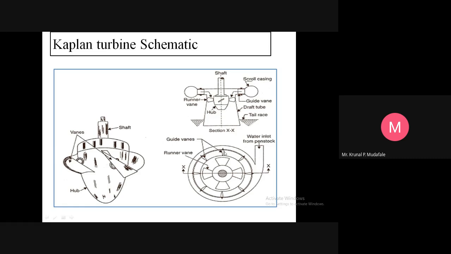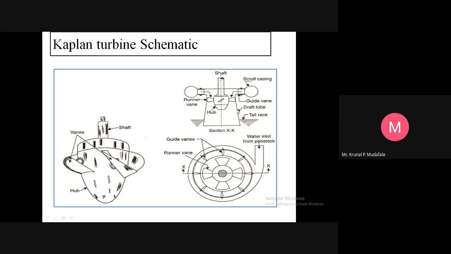Obviously there are two mechanisms, the guide vane and the runner vane. The guide vane guides the water to the propeller vane, the runner vane, which is adjustable, but in the axial direction. So this is the shaft, and this is the scroll casing with the hub. The hub is bigger, and it is also called the nose or boss.